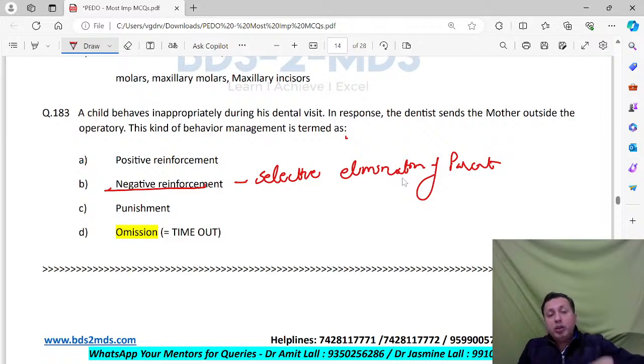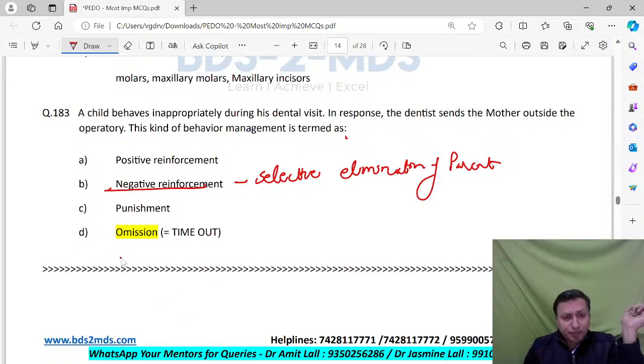Why? Because the mother's concern or the mother's fear will be affecting the behavior of the child. So withdrawal of an unpleasant stimulus to increase the probability of the behavior. So we told the mother to be outside the operatory and the father to be inside the operatory. So that is negative reinforcement.